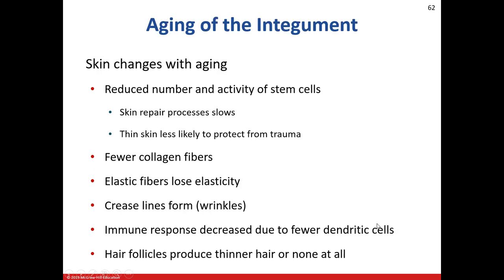So what happens as we get older? Well, there are a lot of skin changes that occur with aging. One, we're going to see a reduced number and activity of our stem cells, which are located in the stratum basale. The skin repair process slows down, and this tends to form a lot more thinner skin.